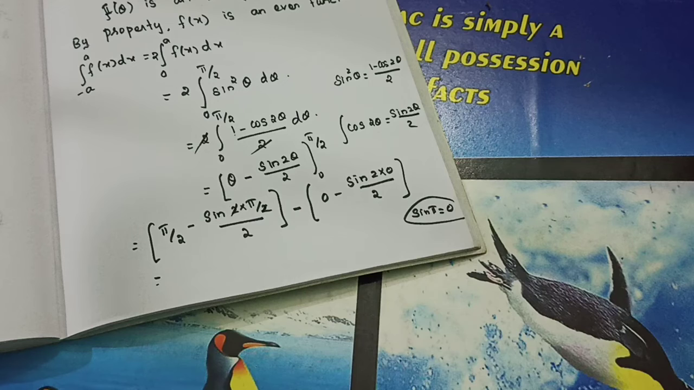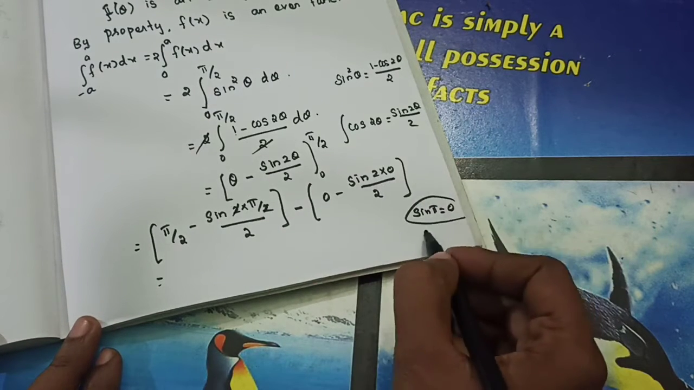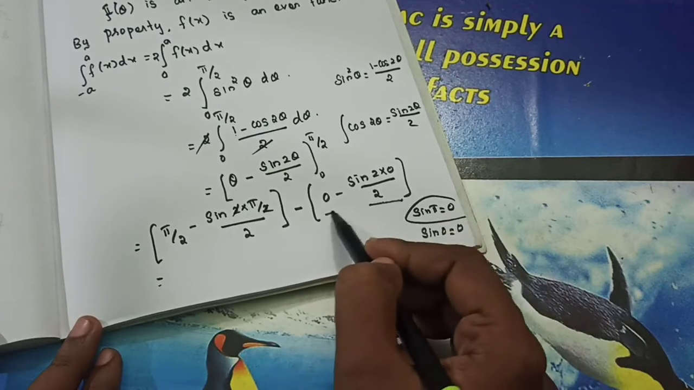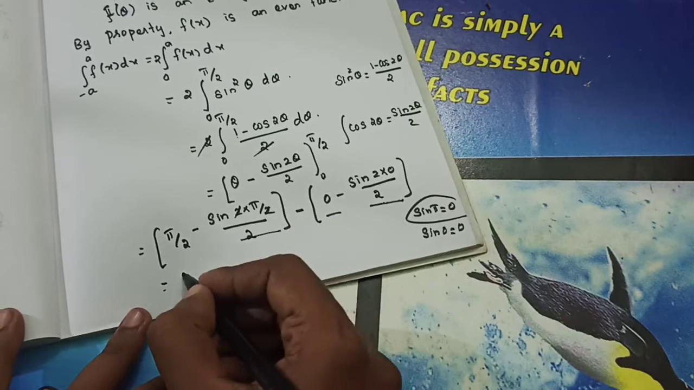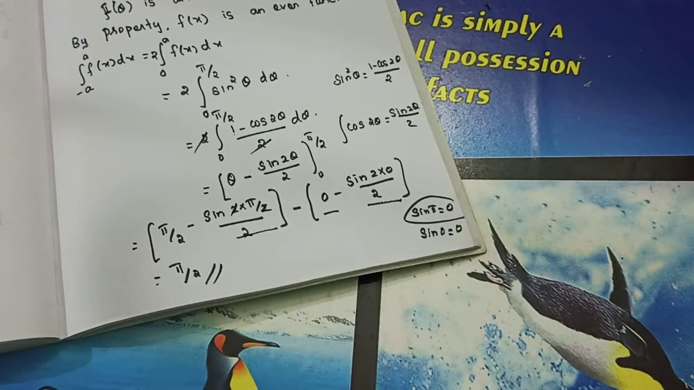Sin pi, the value is 0. Then what's the value of sin 0? That also is 0, correct? So this term will become 0, and this also 0. So only the balance is pi by 2. So this is the answer. Understand? Have you got it?